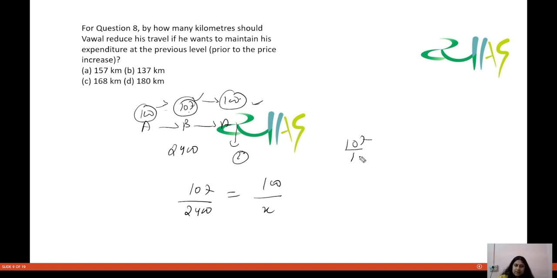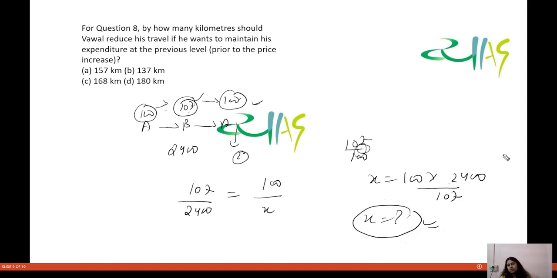So 107 by 100. Okay, so this will become how much? x is equal to 100 into 2400 divided by 107. Now you can calculate this, and this will give you the number of kilometers you are going to travel. When you subtract this from 2400, then you will come to know how many. Definitely this will come to be less than 2400.